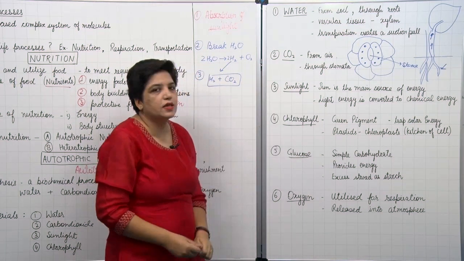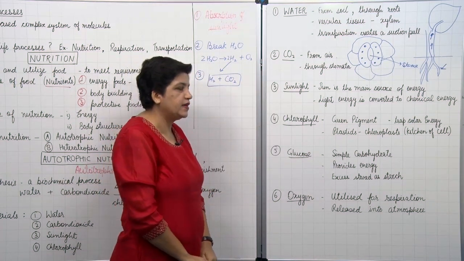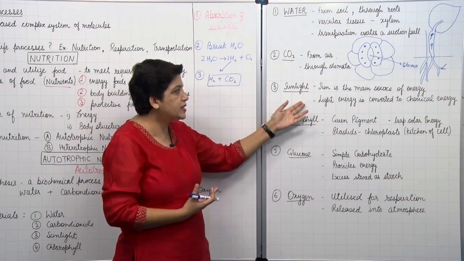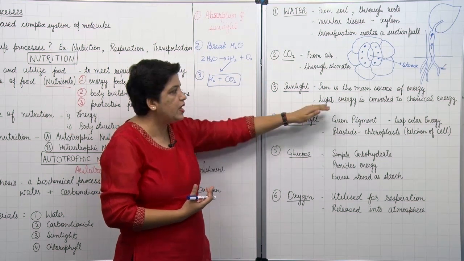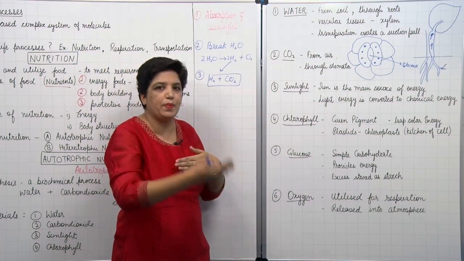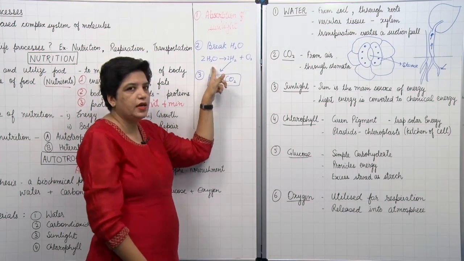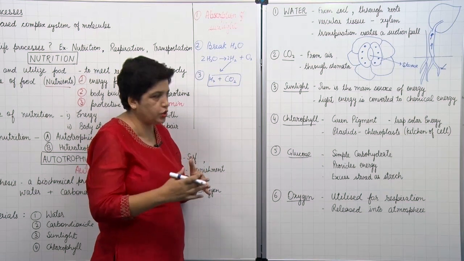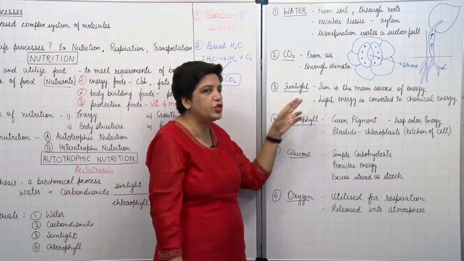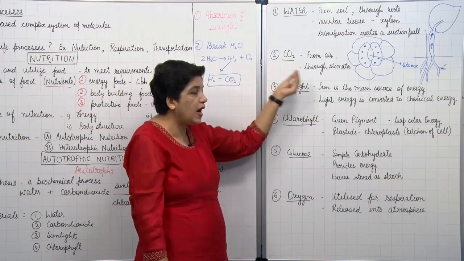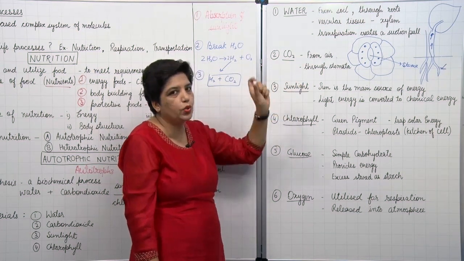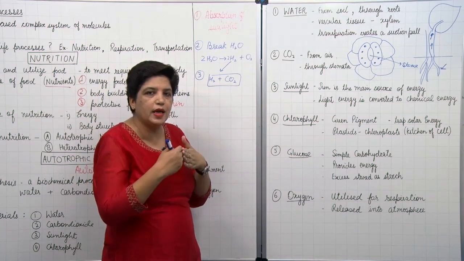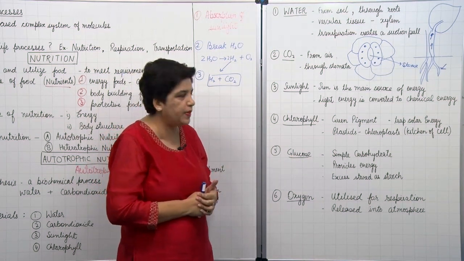Now, the next raw material required is the sunlight. Sun is the main source of energy for the whole planet, and this light energy, which is trapped by chlorophyll, is utilized to convert it into chemical energy, which we just studied here. This energy is utilized to break the water molecules into hydrogen and oxygen. Now, this light energy is the main source. Only plants have the capability to convert it into chemical energy and store it, and when we eat the food, we use that chemical energy for our growth and our development.